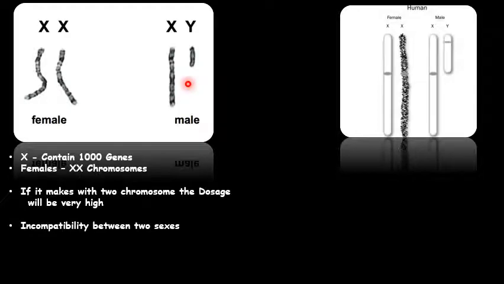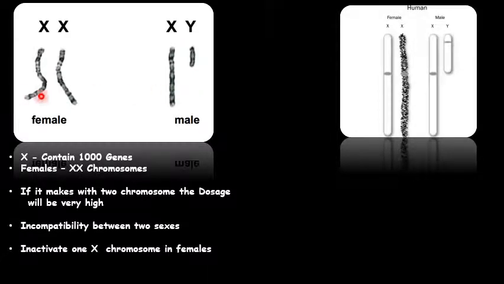To avoid that, the female progeny will, during embryonic development, inactivate one of the X chromosomes. This process is called X inactivation or dosage compensation. I hope you all understood up to this. So this dosage compensation or X inactivation.